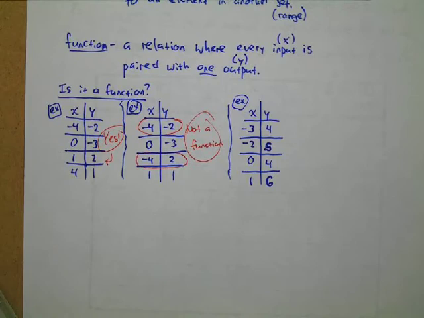Yes, right? That kind of throws us off here. Wait a minute, this y value shows up twice. But a function is where every x is paired with one y. Is this x only paired with one y? Do you see another -3, as Tyler said? Right, there's another -3, so -3 is only paired with 4. -2 is only paired with 5. 0 is only paired with 4, and 1 is only paired with 6. So yes, Tyler's right. This is a function.